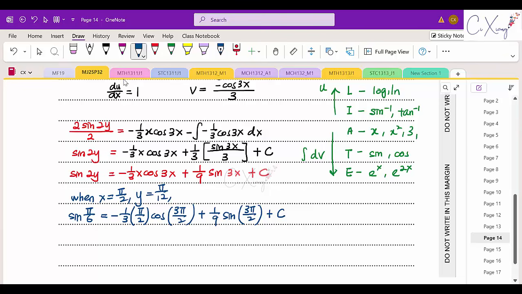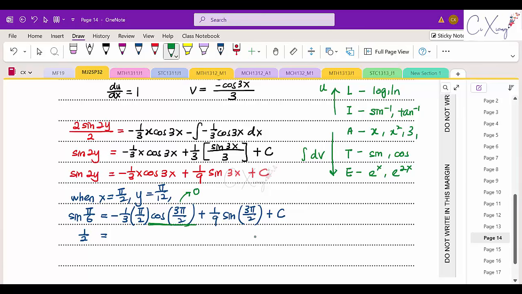What's the value for sine pi over 6? It is 30 degrees, so half. What's the value for cos 3 pi over 2? Cos 3 pi over 2 will give you a 0. So if you want, you can maybe make a small note for yourself. This one is basically a 0.